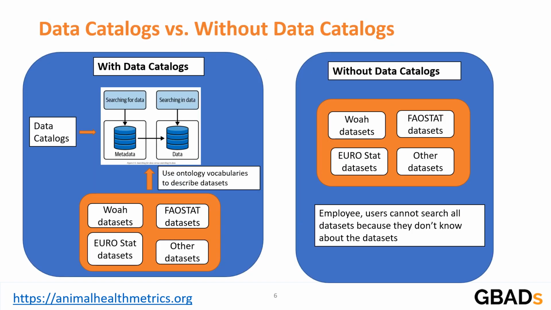In this slide, we examine the differences between an organization with and without a data catalog. As you can see, on the left side, we have an organization with data catalogs. Employees can use data catalogs to find data resources and services. And on the right side, we have an organization without data catalogs. Employees cannot search for data sources because they don't know much about the available datasets.